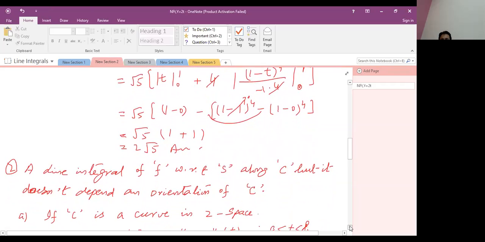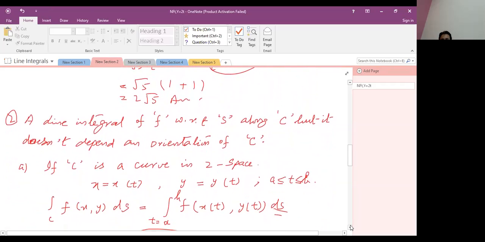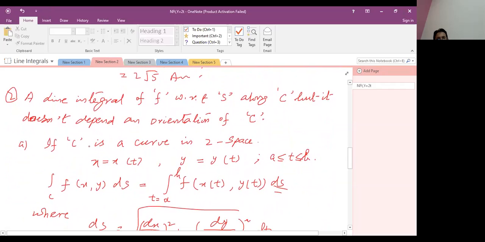Now, after the first definition, we will give you the second definition of line integral. A line integral of f with respect to s along c doesn't depend on the orientation of c. Orientation represents here the direction of the vector. It means the direction of the vector of the curve.